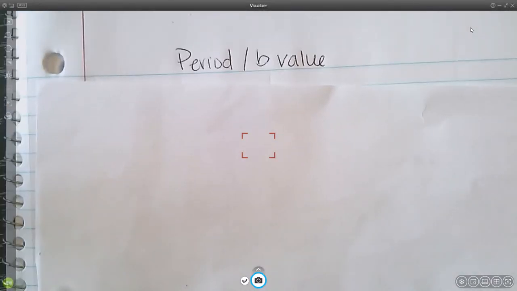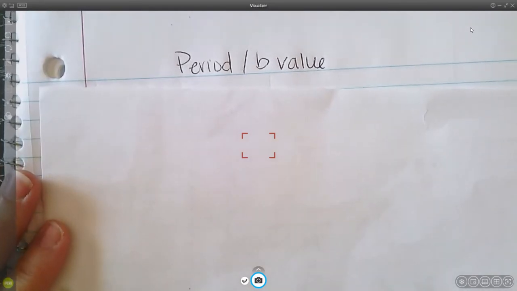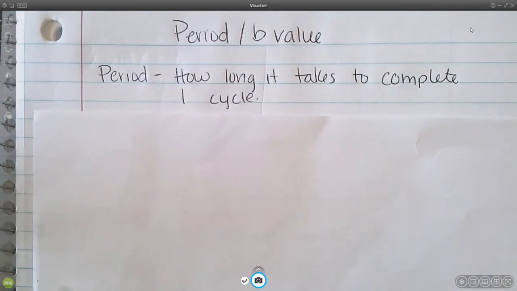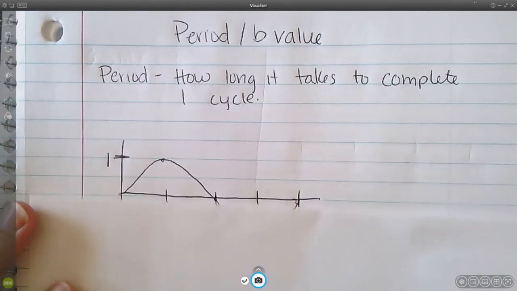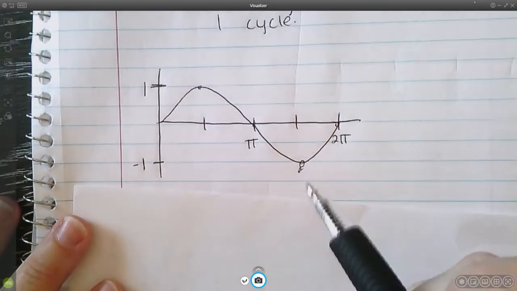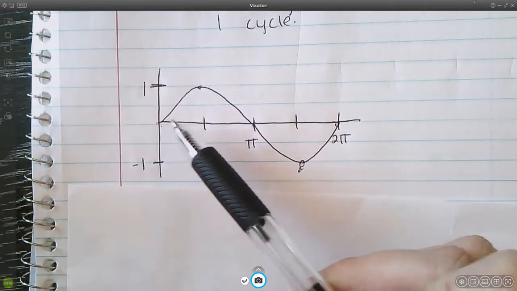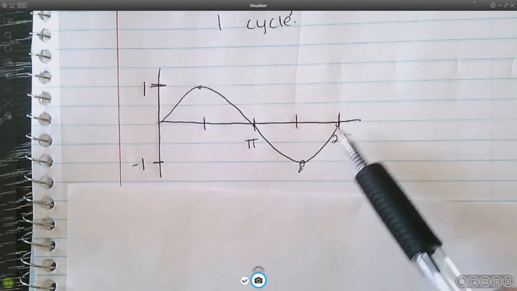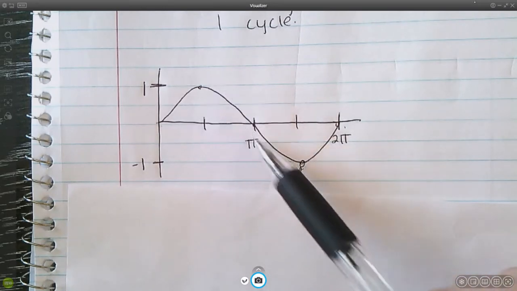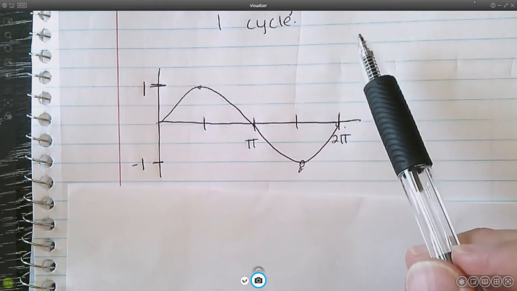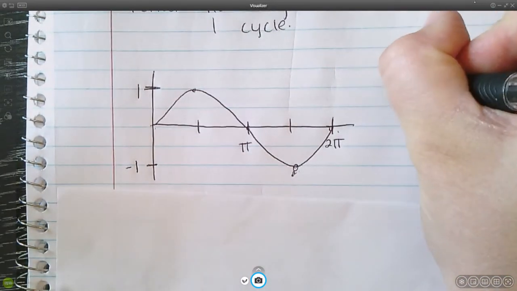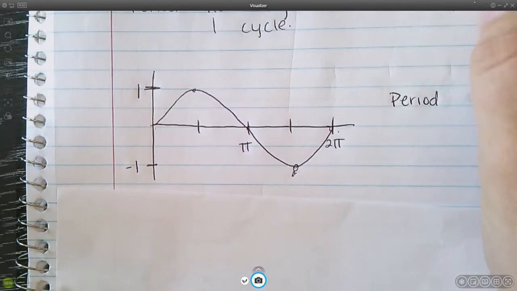All right, so today we are going to look at the period and b value of a trig graph. Okay, so the period of a graph is how long it takes to complete one cycle. So if we look at this picture, remember one cycle is, so this is a sine graph, going 0, high, 0, low, 0. So this is one cycle, and it takes 2 pi. So the period of this graph is 2 pi.